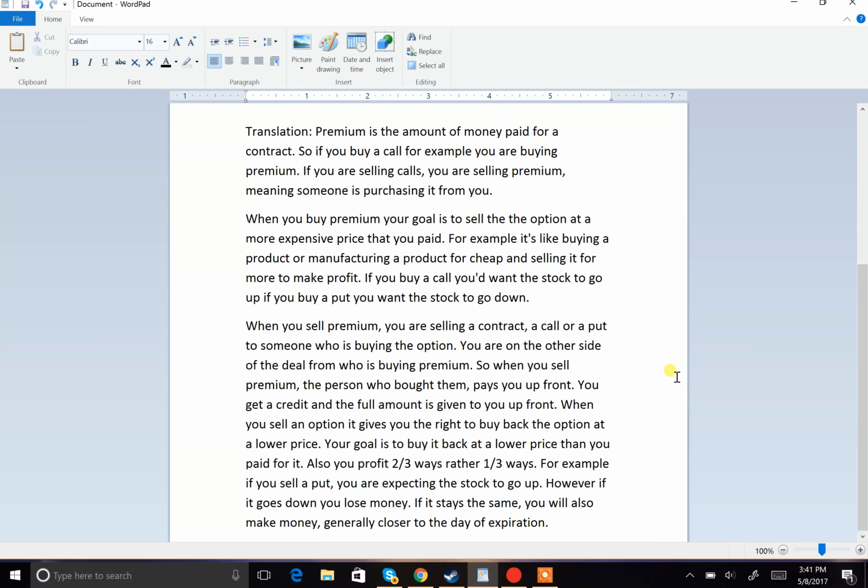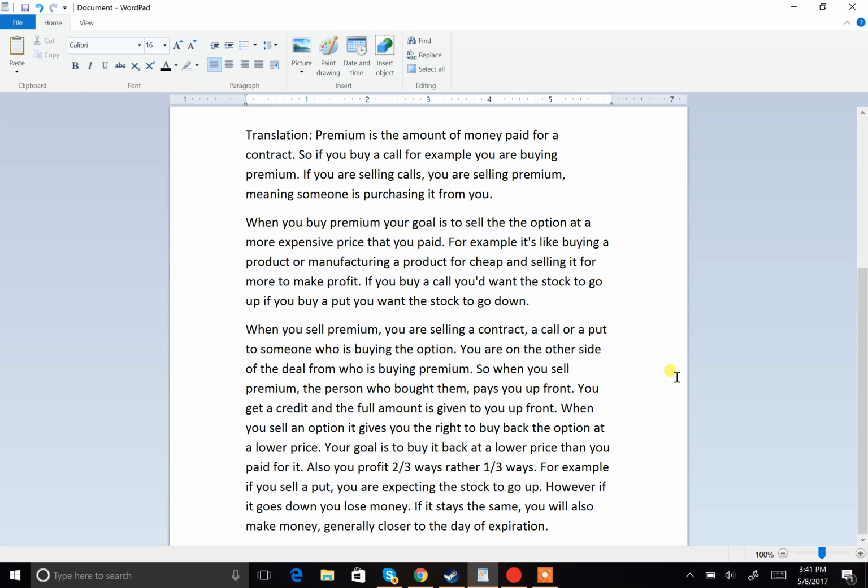Now, when you sell premium, this is how you make most of your money. So this is probably the most important thing to be thinking about when you're trading options: how to sell premium. What does it mean to sell premium, and why is it effective? When you sell premium, you are selling that contract to that buyer. You can sell a call or put to someone who's buying the option. You are on the other side of the deal from who is buying the premium.